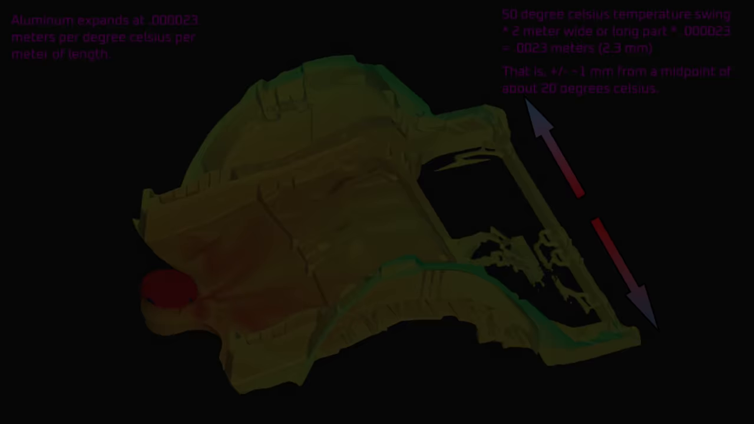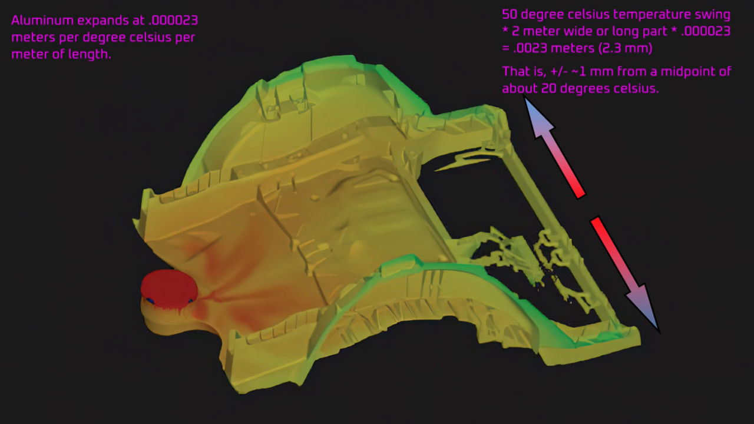With regards to expansion and contraction issues, aluminum expands at 23 microns per degree Celsius per meter, which means just over a millimeter of expansion or contraction per meter of material for a 50 degree Celsius swing in temperature. For a 2 meter wide part, that would only be plus or minus 1 millimeter. 1 millimeter of expansion or contraction would have little effect on the broader vehicle structure. That is, the gigacasting won't start popping bolts or fracture when it gets cold out.